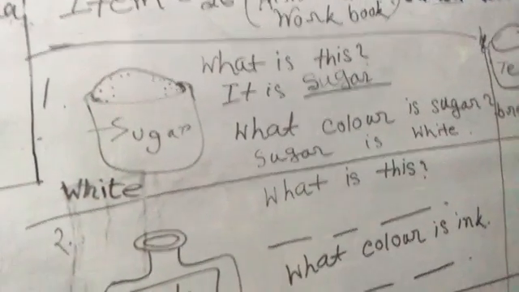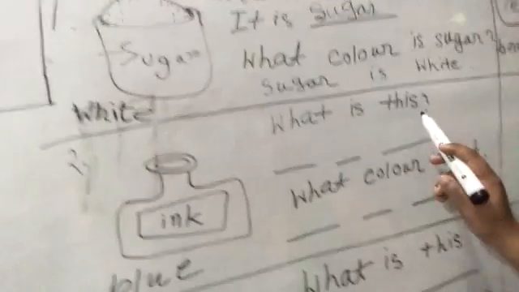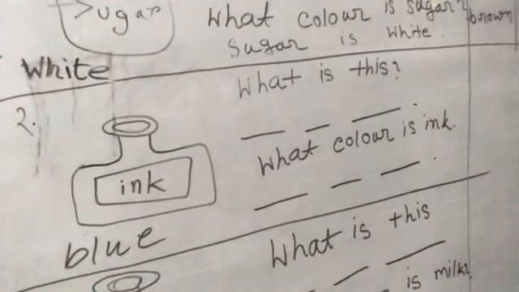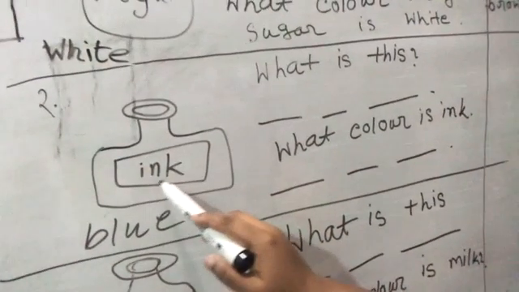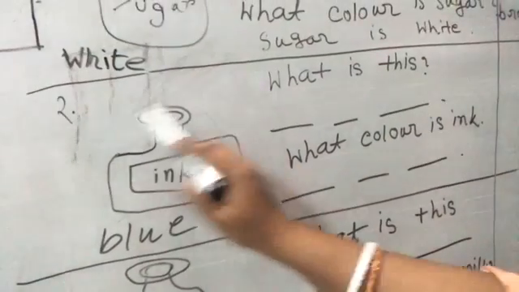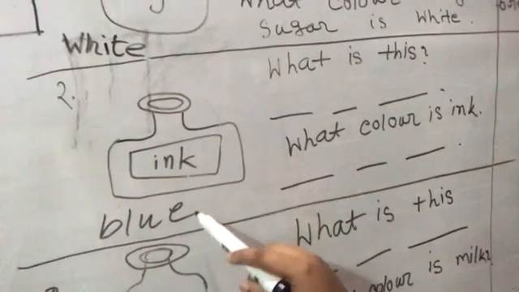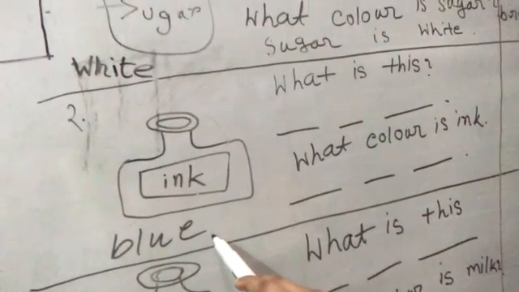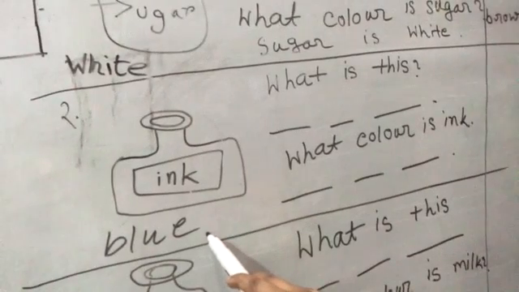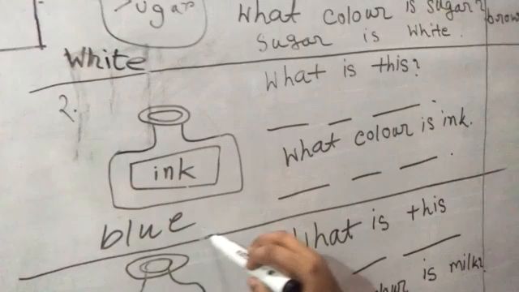Now coming to number 2. See, what is this? Look at the picture. What is it? The name of the picture is ink. That means it's a bottle of ink, isn't it? Yeah. And see, under the picture here it is written BLUE. What is it? It is blue. So we know the blue color. Of course we know.